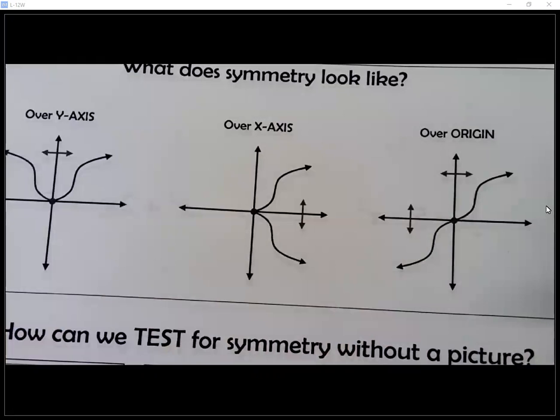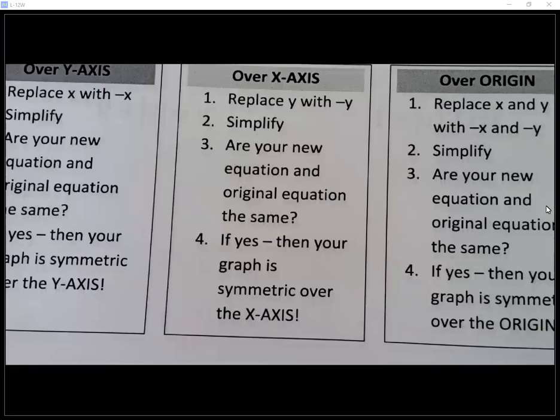So how do we know? With a picture, it's pretty easy to tell if I have symmetry or not. What if I don't have a picture and I'm just given some equation? So here's how we're going to test, down at the bottom. Here are our steps.